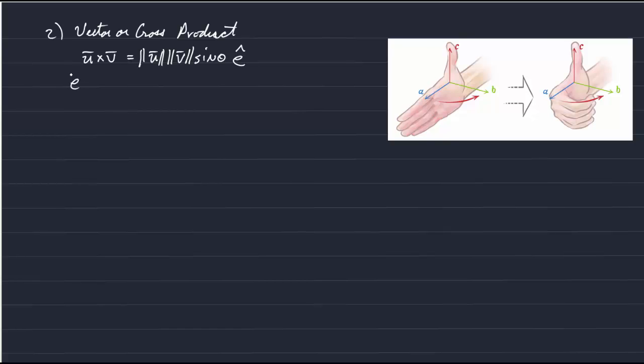So E hat is perpendicular to both U and V as defined by the right-hand rule.